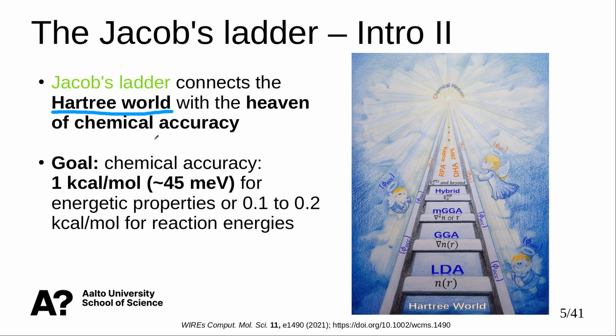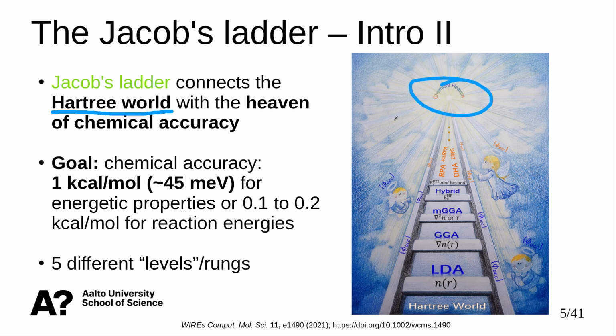So the overall goal is to achieve chemical accuracy, which is usually defined as 1 kilocalorie per mole. I'm sorry for now mixing a couple of units. Chemists love kilocalorie per mole or kilojoule per mole. So 1 kilocalorie per mole usually equals 45 millielectron volts for energetic properties, or then 0.1 to 2.2 kilocalorie per mole for reaction energies. And as I said, each level or rung brings you closer to achieve that goal, to achieve the chemical heaven.